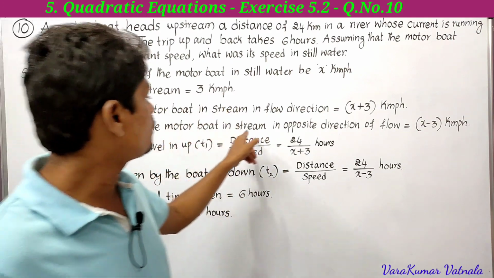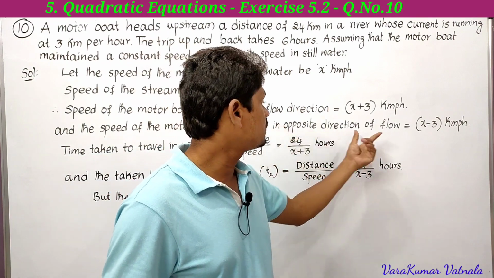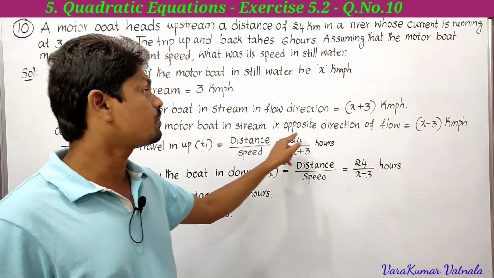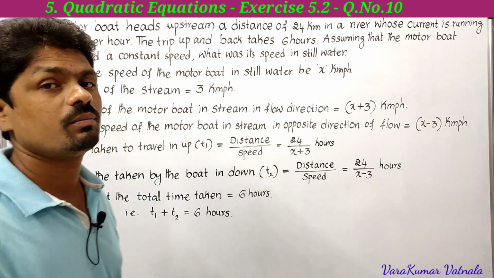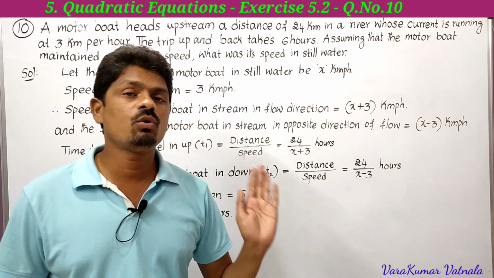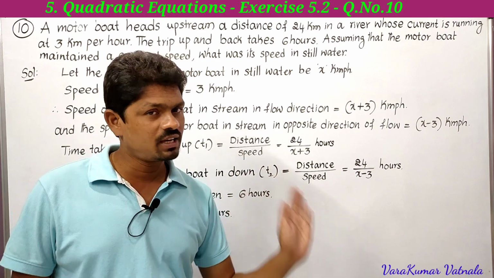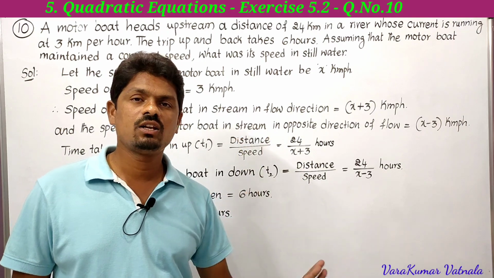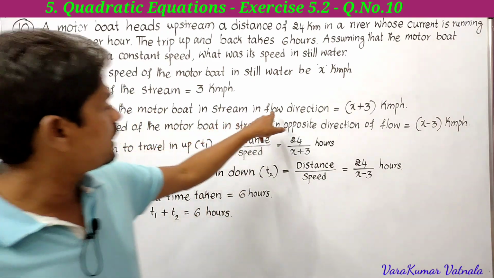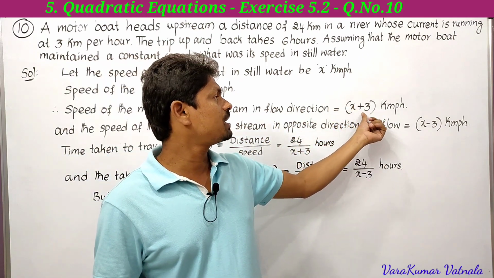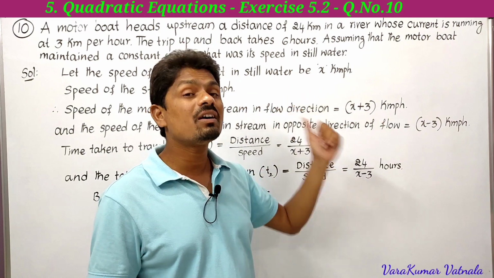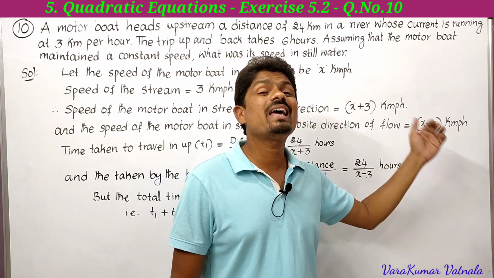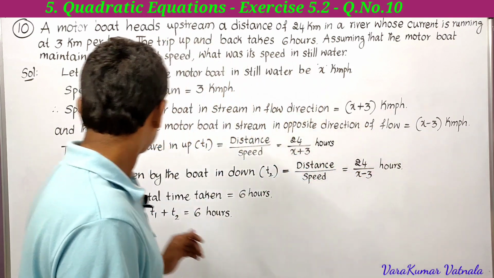Then the speed of the motor boat in the opposite direction of flow is equal to x minus 3 kmph. That you have to understand. While moving in the flow direction, the speed of the boat increases. While moving in the opposite direction of the stream, the speed of the boat decreases. That you have to remember. So in the flow direction, the speed of the boat is x plus 3, where 3 is the speed of the stream. In the opposite direction of flow, the speed is x minus 3 kmph. That you have to remember.